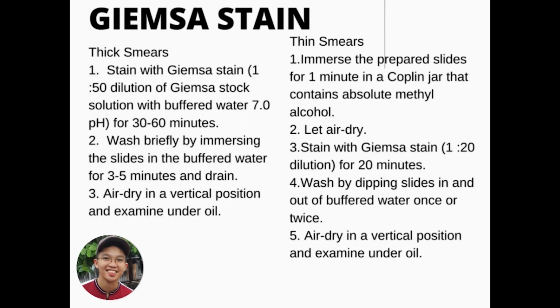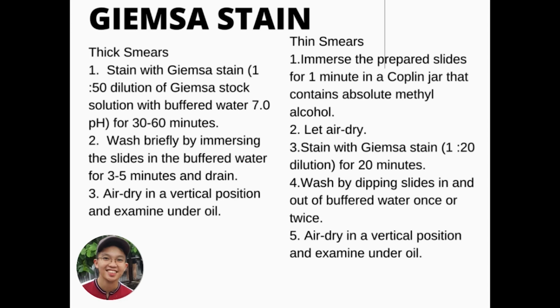These are the steps on how to stain the blood films using Giemsa. In thick smears, first you need to stain with Giemsa stain at a 1 to 50 dilution of Giemsa stock solution with buffered water at pH 7 for 30 to 60 minutes. Second, you need to wash briefly by immersing the slides in the buffered water for 3 to 5 minutes and drain. Third, you need to air dry in a vertical position and examine under the oil immersion objective.